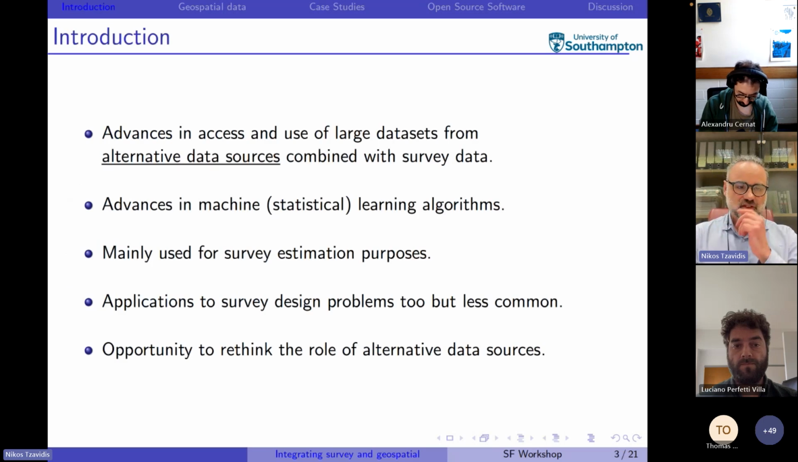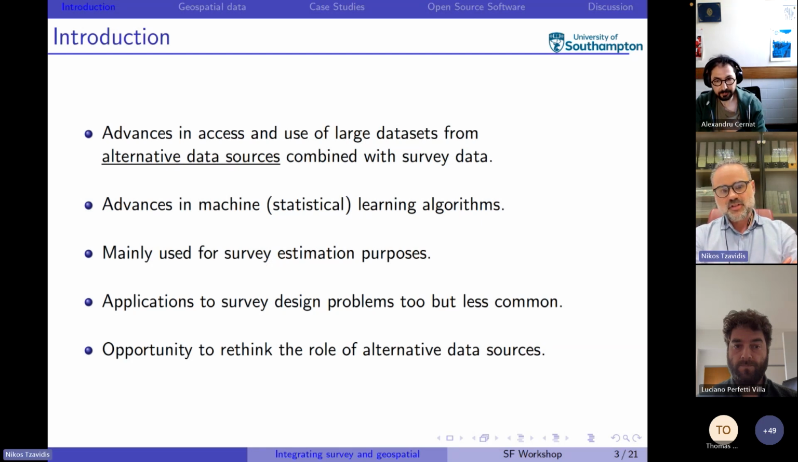So first of all, let's introduce the motivation for using this source of data. By the way, using remote sensing data in survey estimation is not a new topic. But the idea has become a lot more relevant these days because we have advanced quite a lot in how we access and use large data sources from alternative data sources, and how we combine this with survey data. So a lot more data sources are available and easy to access.